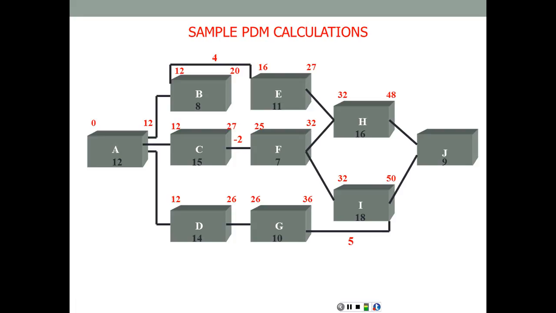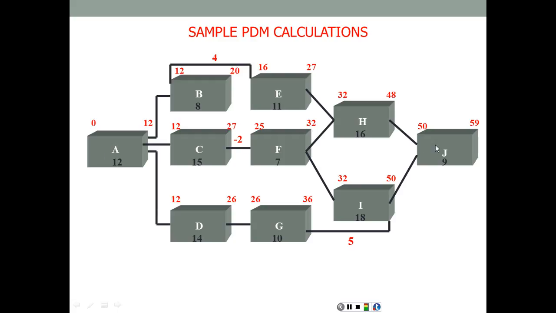Now, looking at activity J, the last activity in the network, we have two immediate predecessors with the numbers 48 and 50 coming from H and I respectively. We're going to take the larger number since we are still in the forward pass, so it's going to be 50 plus 9, and the early finish of this network is day 59. Now we are done with the forward pass.